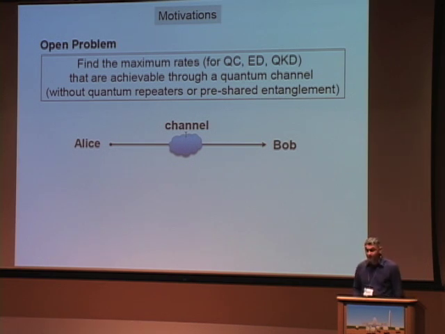So we have this open problem. We have Alice and Bob connected by a channel, and we want to determine the maximum rates for all these tasks, quantum communication, entanglement distribution, QKD, that they may achieve in the absence of quantum repeaters and without any pre-shared entanglement. So that's a point-to-point connection, simply as that. And we want to optimize these strategies in order to maximize the rate of the communication between these two parties.